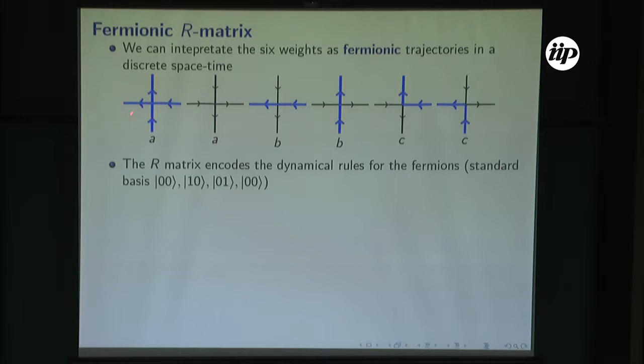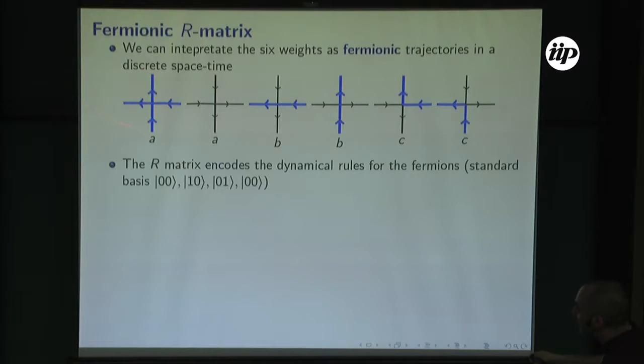So you have two fermions incoming like this and outgoing. Here you have no fermions, so you have a hole, essentially. And here we have only one fermion going in this direction, one fermion moving on the right, and one fermion moving on the left. These are the only processes which are allowed to fermionize the model.